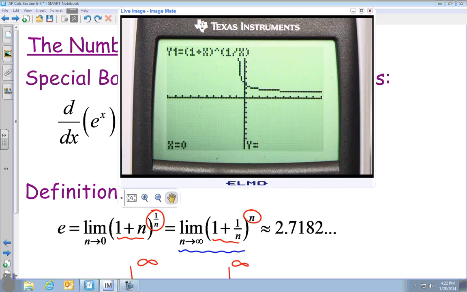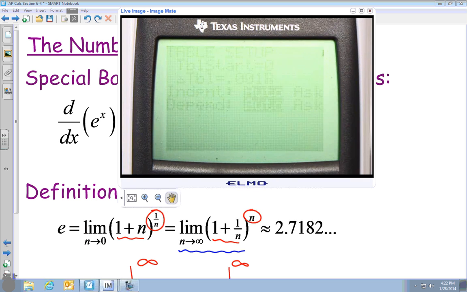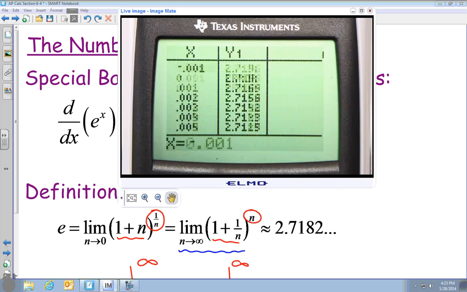But instead, let's use our table to help us see what's happening as we get closer and closer to x equals 0. So we'll start a table at 0, and we'll make a really, really small change in x. Let's move up a little bit so we can see both sides of x equals 0. To the left of x equals 0, you're at 2.721719, and to the right, as we head in towards 0, you get 2.714, 715, 716. So it's somewhere between 716 and 719. That's the value of e that we're looking at.